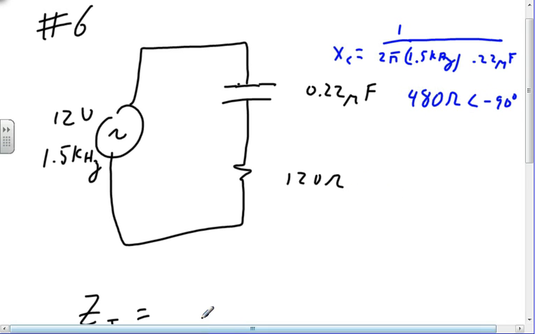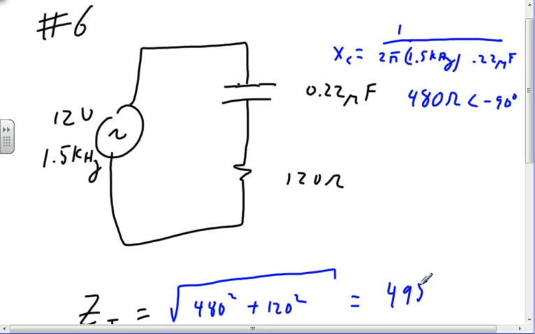And we already know that one. Okay, so total impedance, square root of 480 squared plus 120 squared equals. Looks like 495. Can't tell in this light, but that's about what it looks like. 495 ohms.